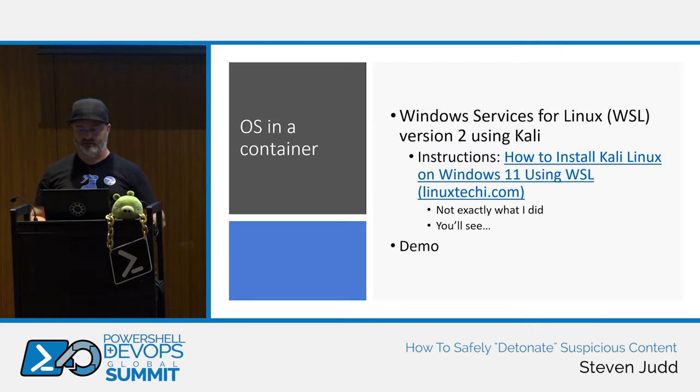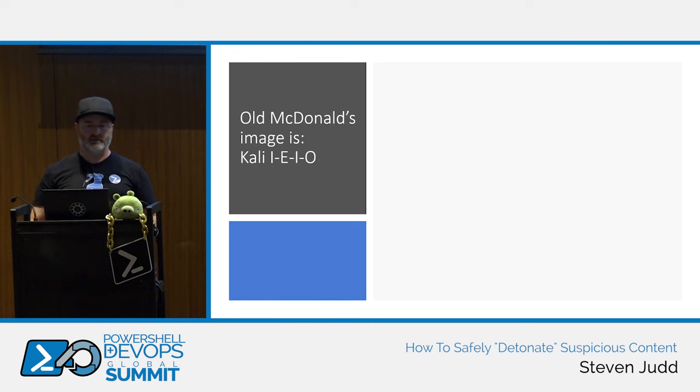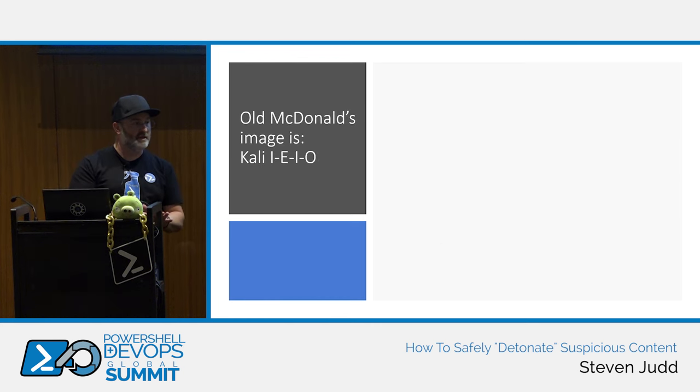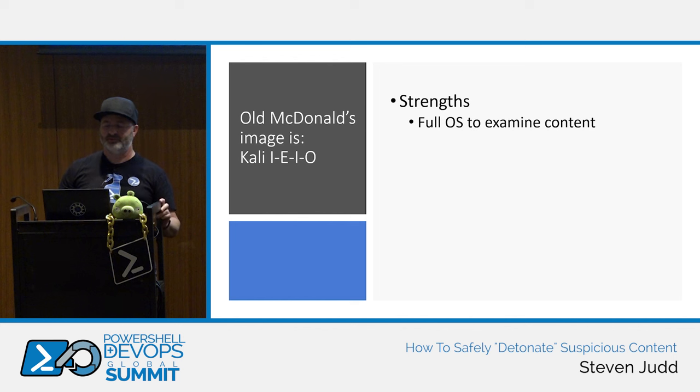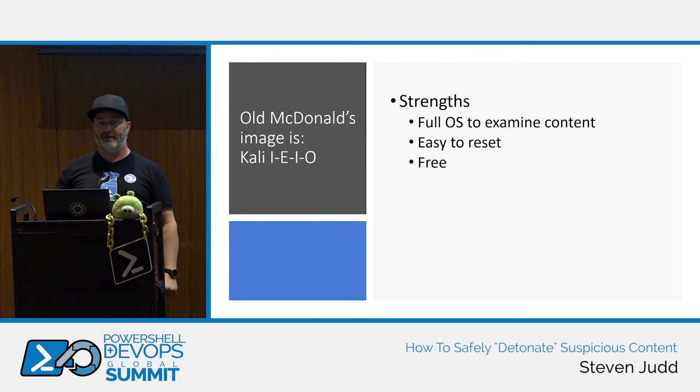All right, let's see. So next up is demo 3. But before we get there, we need to talk about old McDonald's images. Kali-i-i-o. Right? Strings. Full OS to examine content. That's what's great about it. You have a full Kali image. You can do anything that Kali can do in that container. And it's powerful. I love it. It's easy to reset. Two lines, boom. And then you run the scripts that I'm gonna give you, and boom, you're set up. What could be easier than that? It's great, I love it. And it's free, just like the other one is.